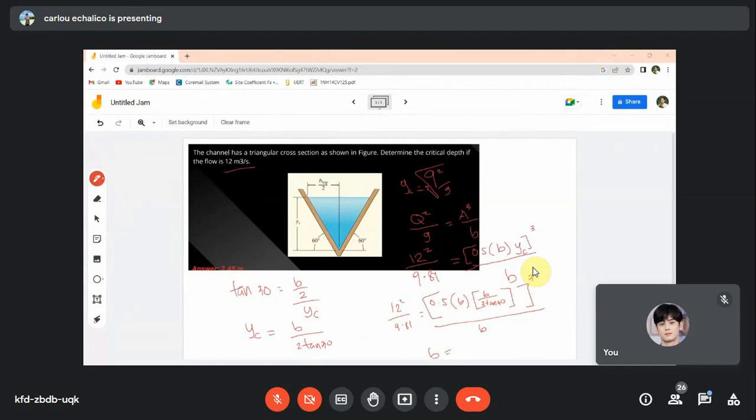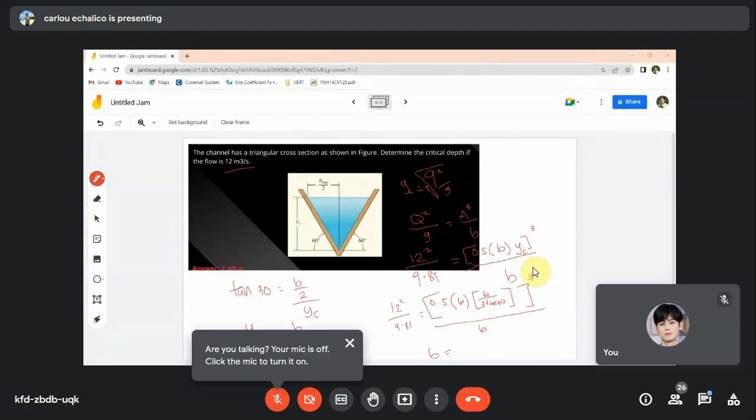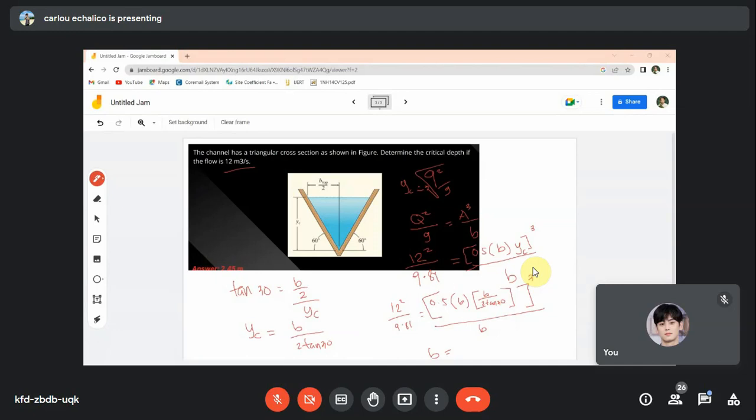Naka-squared na siya tapos naka-cube. Cube siya tanan. Actually, nasa urban section kanila, malimtan ako ng cube squared siya. Cube. One half base, 0.5 base na to is B. Tapos YC over B.